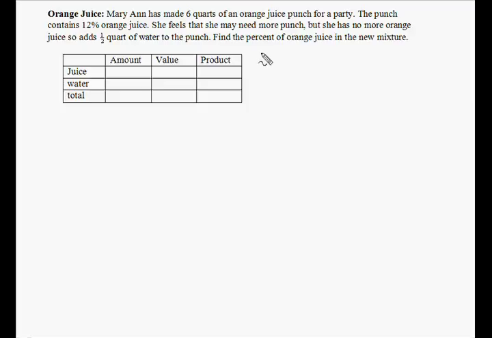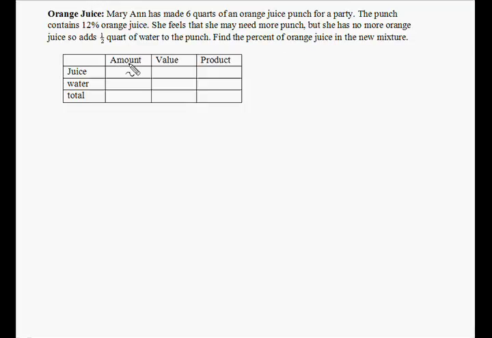Here's another mixture problem. This one involves percentages. Marianne has made 6 quarts of an orange juice punch for a party. The punch contains 12% orange juice. She feels that she may need more punch, but she has no more orange juice, so she adds half a quart of water to the punch. Find the percentage of orange juice in the new mixture.